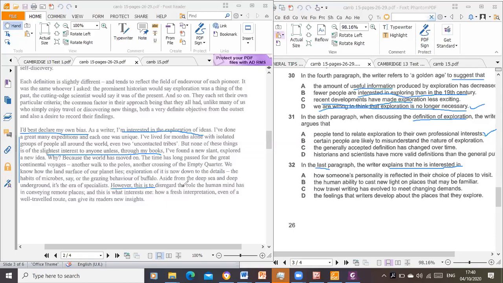So he said, however, this is to disregard the role the human mind has in conveying remote places. And this is what interests me, how a fresh interpretation, even of a well-traveled route, can give its reader new insight, leading us to the human ability to cast new light on places that may be familiar. Okay, leading us to this. So let's say how travel writing has evolved to make the feelings that writers develop about the place they explore. So leaving us with option B as the answer.